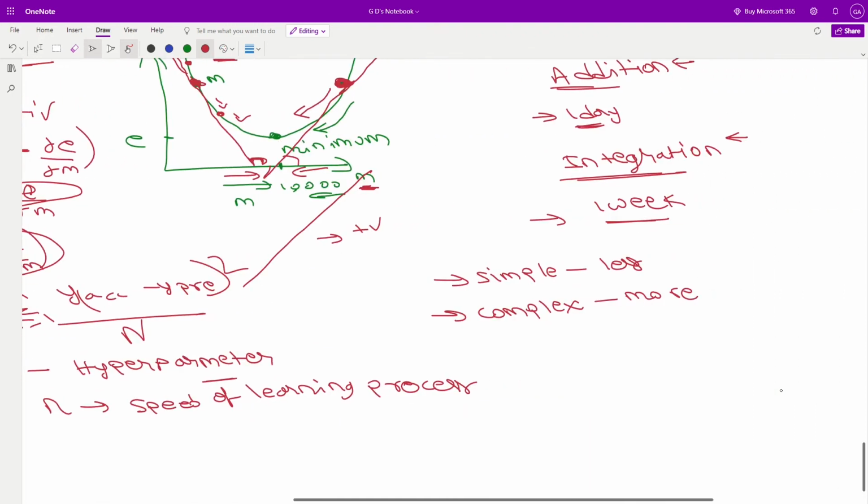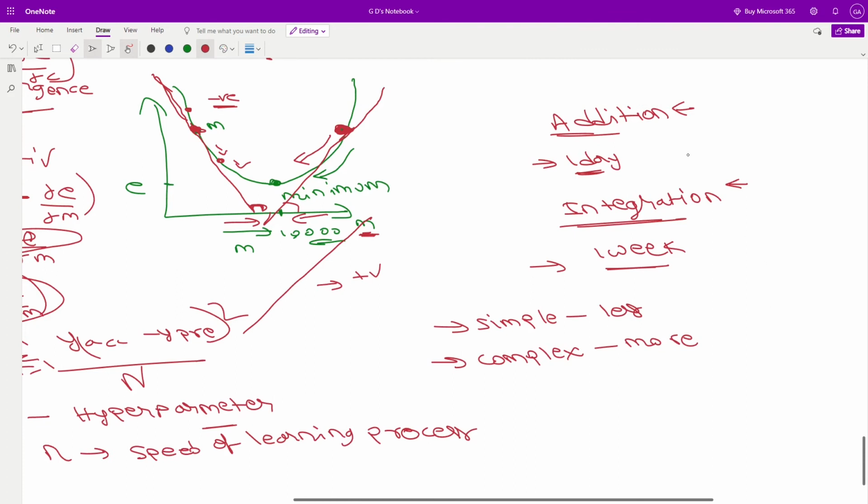If I ask you to learn integration in 1 hour, what happens? Maybe you'll be missing many important concepts, or the main important theory behind integration. You just mug up, maybe. The same thing happens in linear regression or in your models generally. If you give a higher learning rate to a complex model, then your model will not get time to actually capture the important patterns. In the same way, if I give you 1 week to learn addition, it is very huge, right? So then it will be very slow in the learning process.